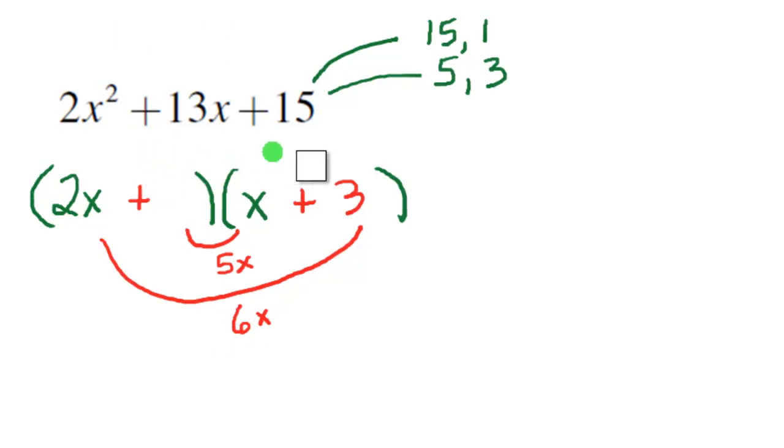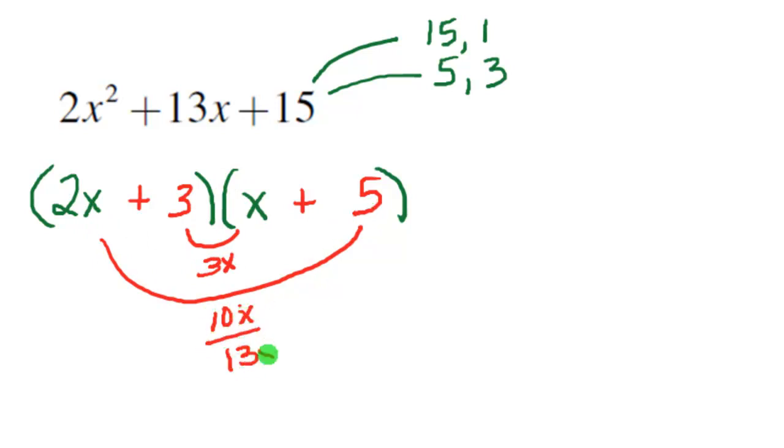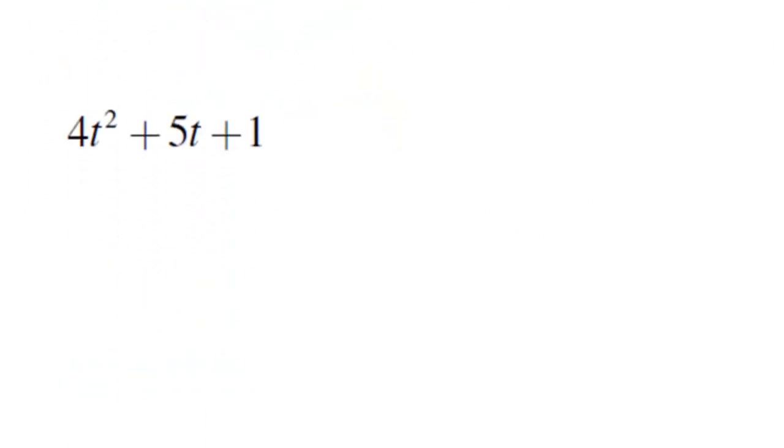So we are going to switch the order of these two, and let's put the 3 here and the 5 here. That still gives us 15 for the last term. And in the middle, the inners give us 3x, the outers give us 10x, and there's our 13x. So remember, check your middle term. Okay, let's try another one.